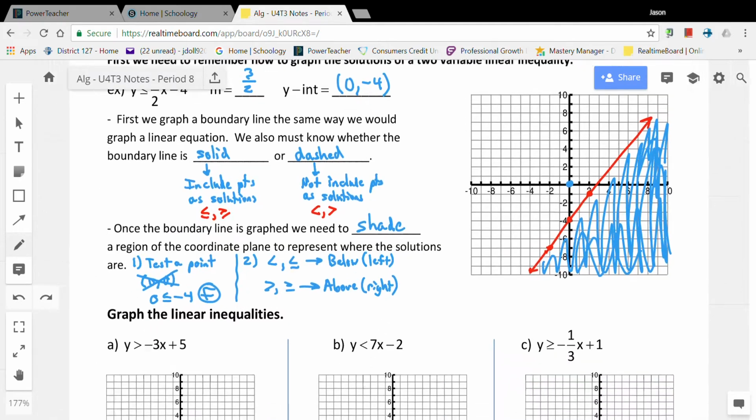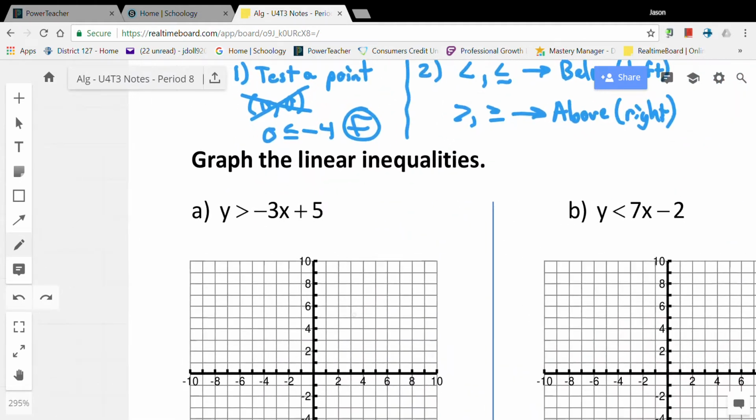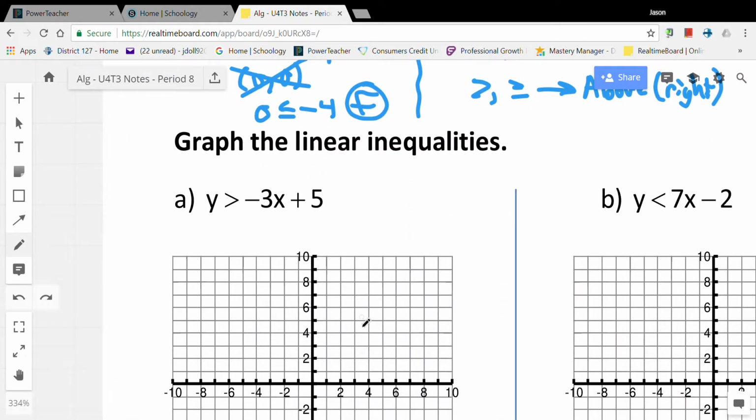All right, so really quickly, let's take a look at an example together. If we look, we recognize this is in slope-intercept form. So I know I can pull the slope and I can pull an ordered pair from this inequality here. And the slope would be -3/1. And my point would be the y-intercept, 0, 5.